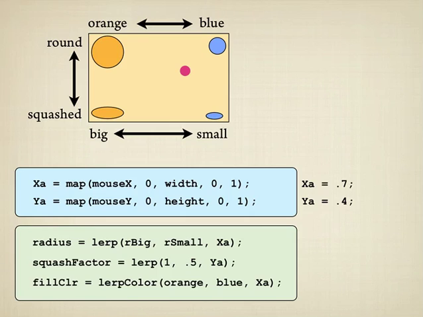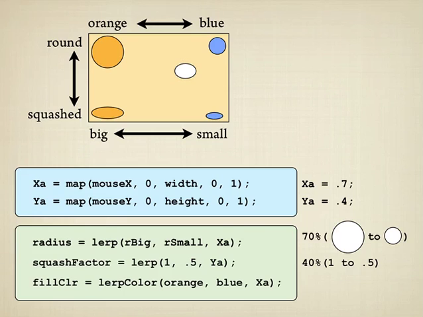So now let's look at draw. The first line sets the radius from big to small using XA. So using the things I have above, we're saying 70% of the way from the big circle to the little circle. So let's draw that. The second line computes the squish factor, and it uses YA. And YA is 0.4. So we're going to go 40% of the way from 1 to 0.5. Well, that's nearly halfway, so let's change our circle in the graphics window to become a little squished ellipse.